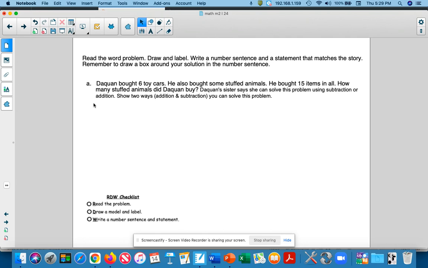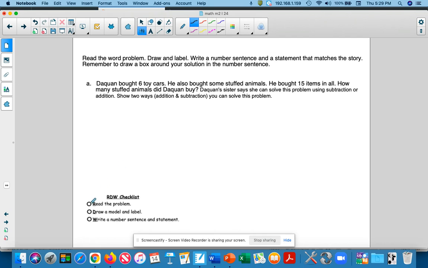Let's read it one more time so we understand. Daekwon bought 6 toy cars. He also bought some stuffed animals. He bought 15 items in all. How many stuffed animals did Daekwon buy? Daekwon's sister says she can solve this problem using addition or subtraction. Show 2 ways, addition and subtraction. You can solve this problem.